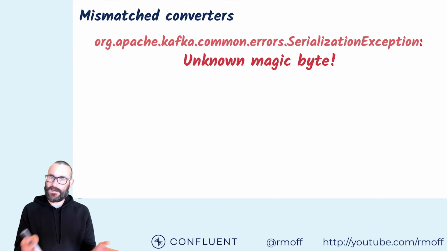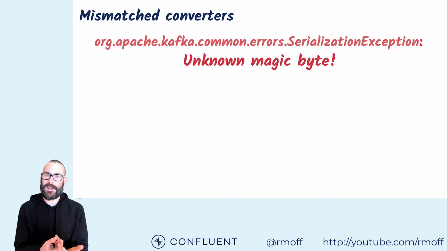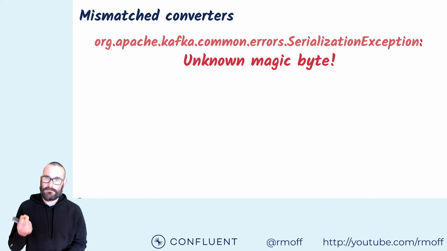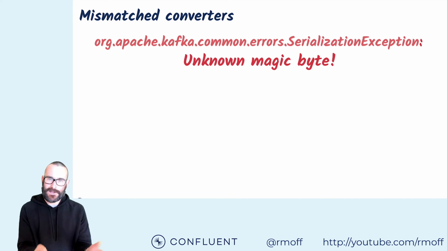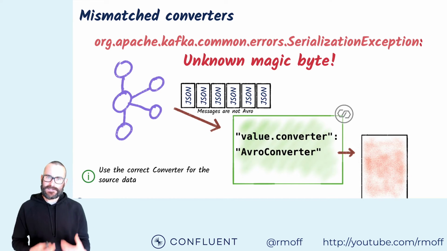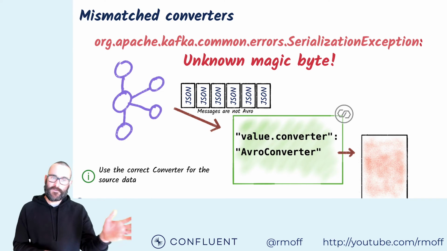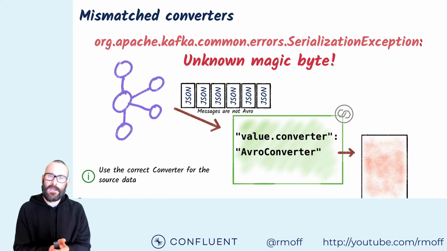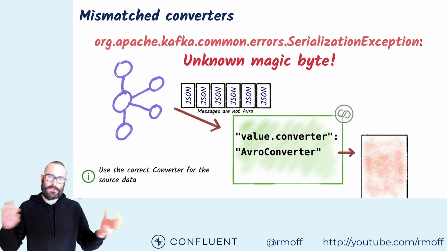The TLDR, too long didn't read, of this particular error is that you're trying to deserialize data using the Avro converter, and the data it's reading is not Avro. That's what that magic byte is referring to, the Avro wire protocol. But let's look at this in a bit more detail. Let's say we've got a topic on Kafka and the messages are in JSON. We've written them using the JSON converter, and then we set up our sink connector to read them from the topic using the Avro converter. Well, you can't do that.